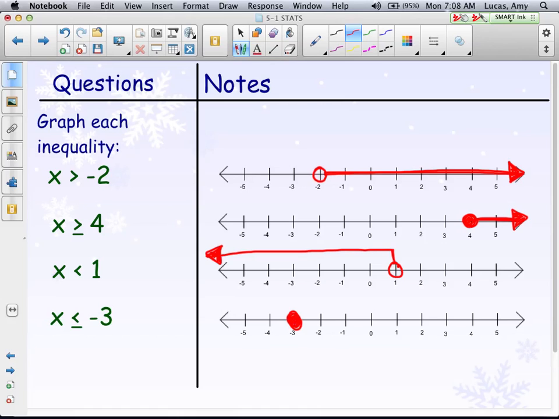This bottom one, less than or equal to -3. So closed circle instead of open. It includes the boundary number of -3. Less than is to the left.